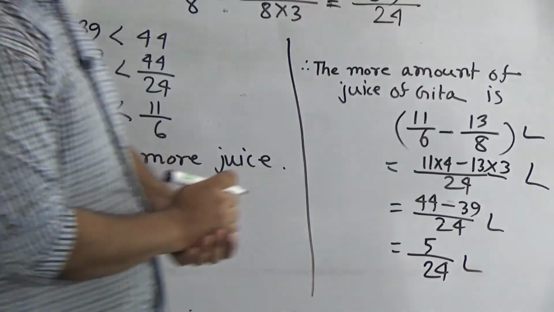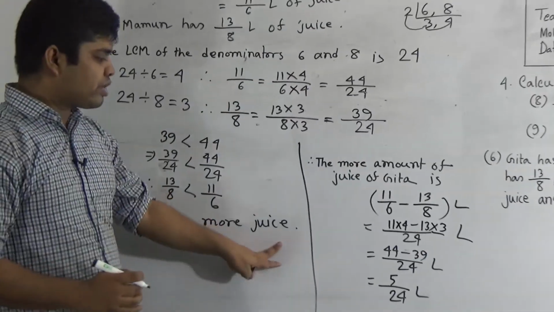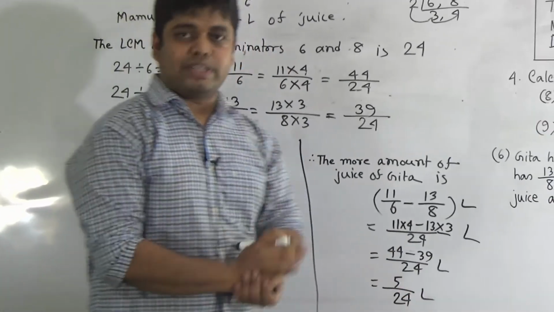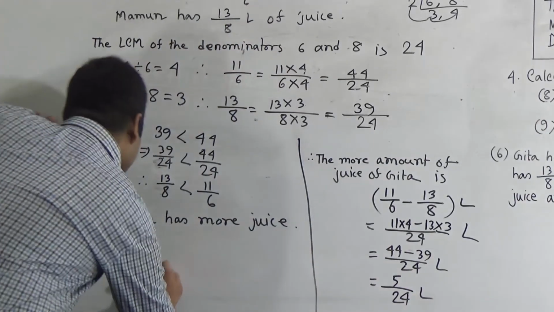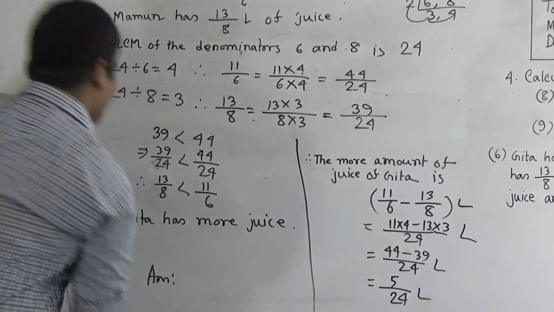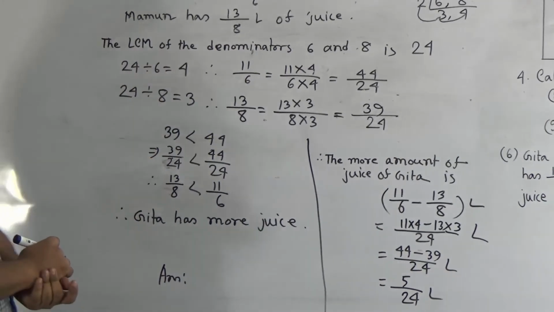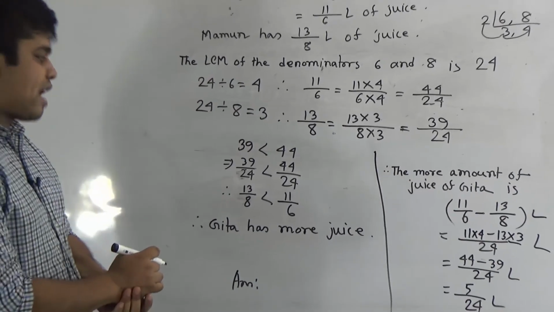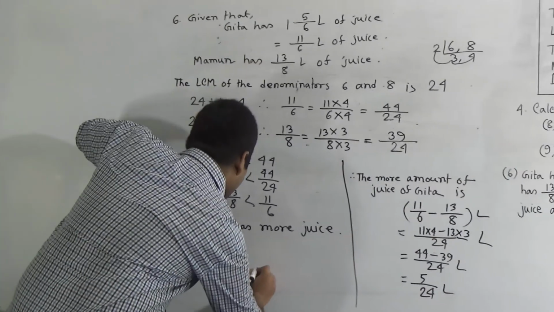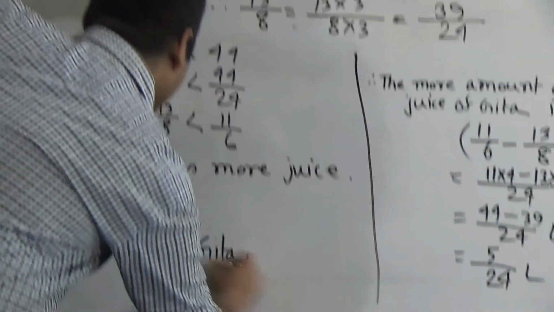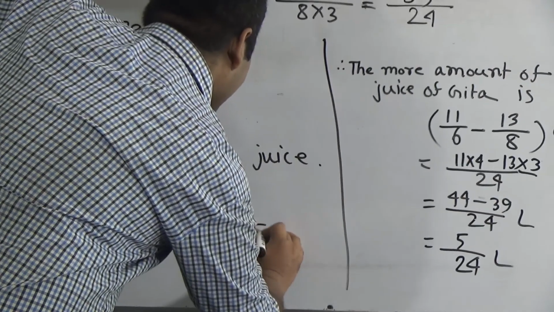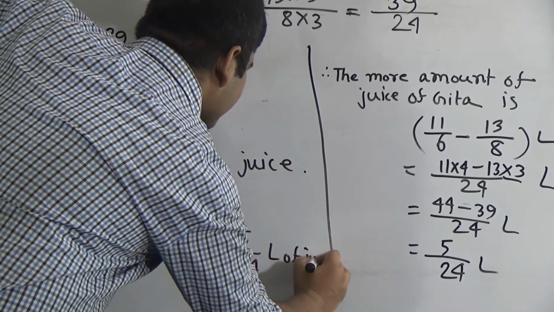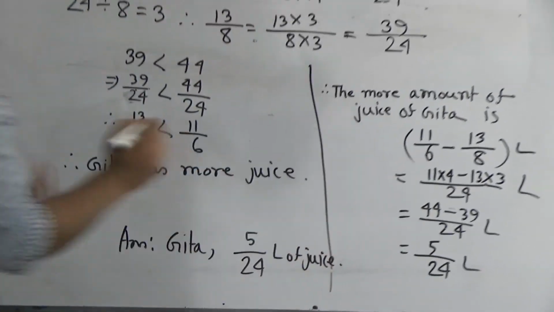So dear student, Gita has more juice, and what is the amount? The amount is 5/24 liter. This is the answer. So as our solution is done, we must write this. Dear student, please notice, this math has two parts, so you must write two answers. So first is Gita, and the second part is 5/24 liter of juice. I hope you have understood.